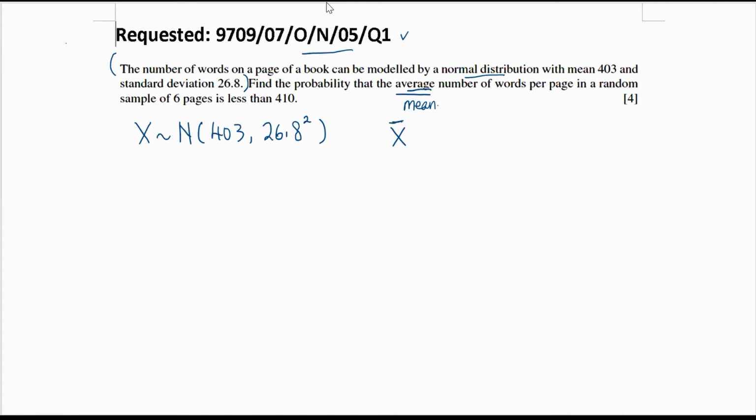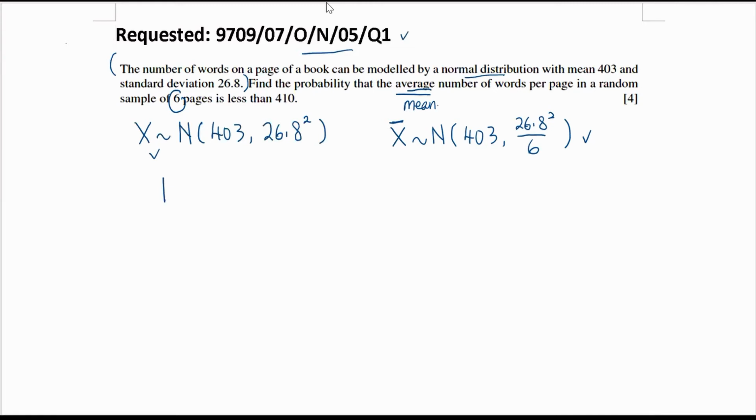The number of words per page is given as a normal distribution. Hence, the average number of words per page, which is X bar, should follow a normal distribution as well, where it has the same mean of 403 and the variance 26.8 squared needs to be divided by the sample size given by the question, 6 pages, so divided by 6. So that is the normal distribution for the sample mean that we need for the calculations.